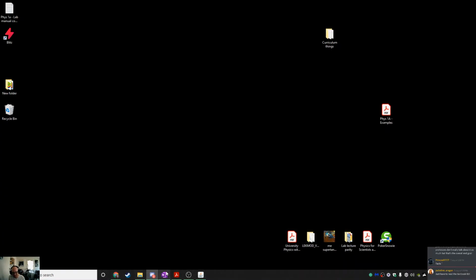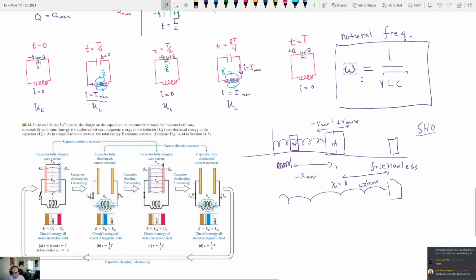Can we explain why that happens? Let's see. Why would the frequency, the rate at which these charges bounce back and forth, depend on these quantities? And why does it depend on the inverse of the quantities? Let's look at inductance first. Why would the frequency be bigger when the inductance is smaller? Why would that be the case?